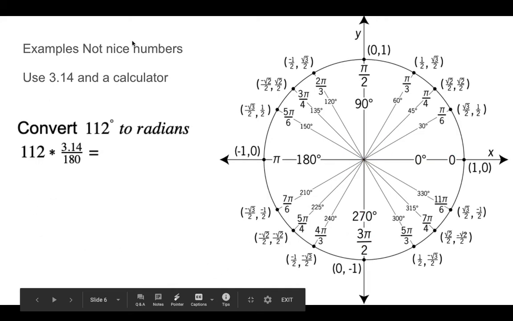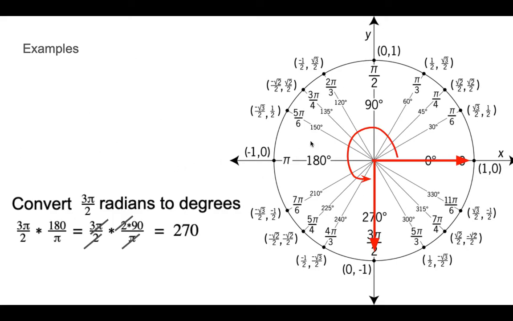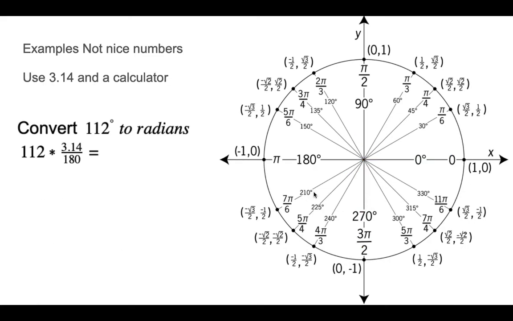Now, let's do some examples of not nice numbers. Most of the time you're going to be dealing with nice numbers and converting, and you're going to have those reference angles where you can think, okay, 180 plus 30 is 210, and then 7 pi over 6 is equivalent to 210. But sometimes in your homework you're going to have not nice numbers, and you're going to use a calculator, and you're going to use an approximation of 3.14.